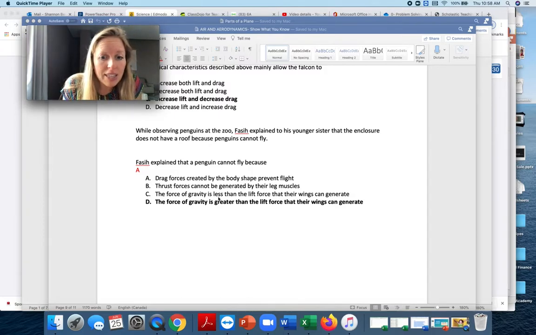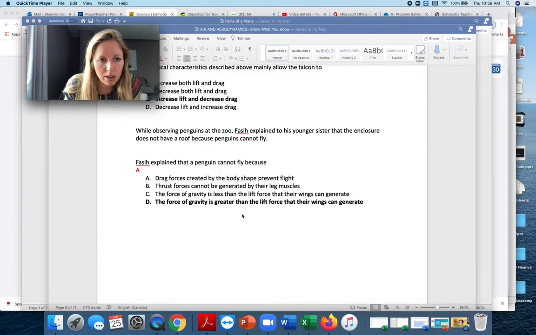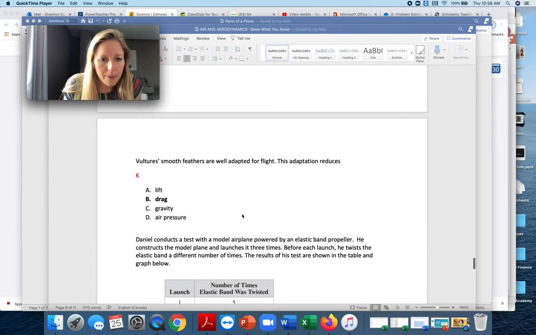The force of gravity is less than the lift force that the wings can generate. That doesn't make any sense. If the force of gravity is less than the lift force, then they would be able to take off. That one doesn't make any sense. So the force of gravity is greater than the lift force. Yeah, right? The force of gravity is beating the lift force. Then they can't generate. All right, next one.